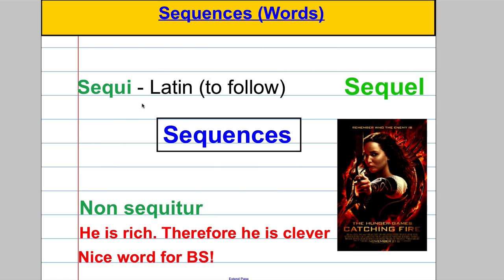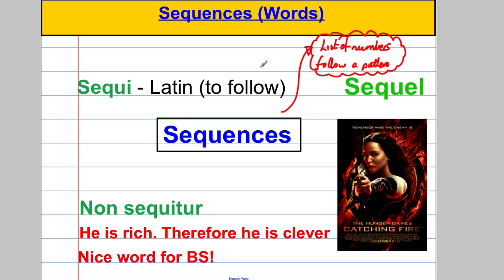Well, sequence comes from the Latin word sequi, and it's to do with following, like a sequel follows the previous film. Or non sequitur actually means something that does not follow. So sequences are, well, what are they? They're a list of numbers that follow a pattern. And that's all a sequence is. So that's all you need to know from maths, and it'd be nice if you knew where the word sequence actually derives from.